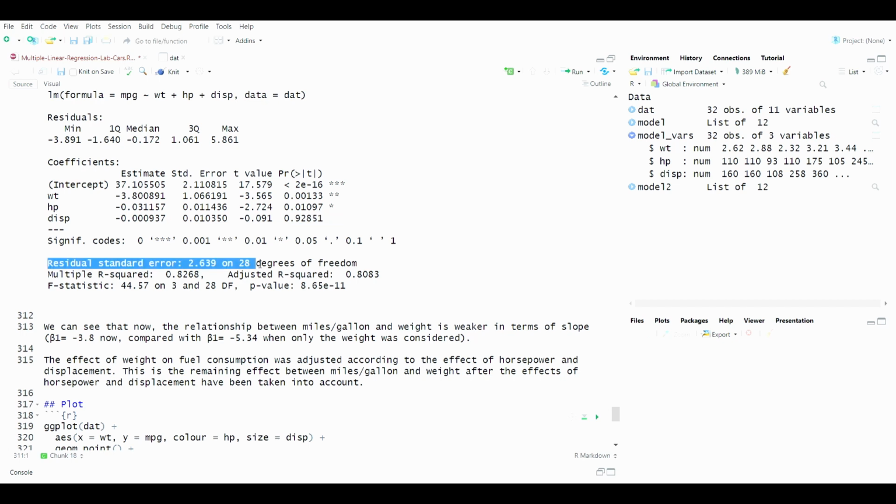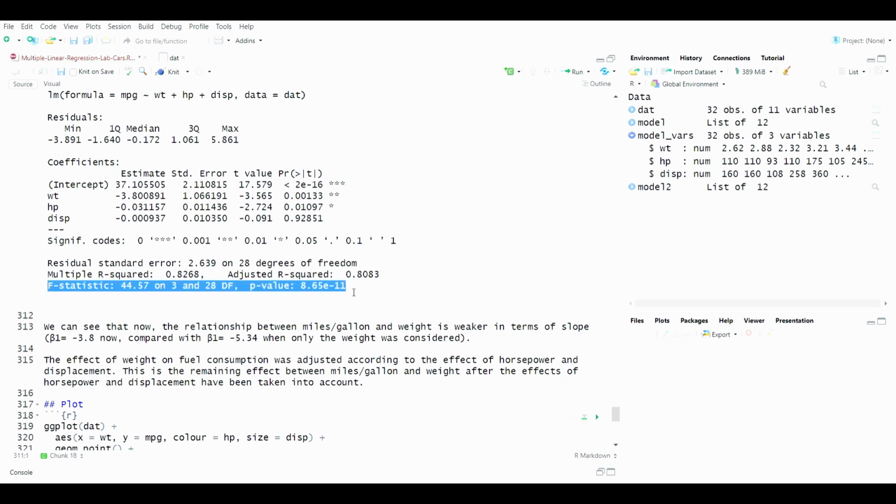We get the residual standard error and the degrees of freedom. The multiple r squared is 0.8268, and the adjusted r squared, which takes into account a penalty for each additional variable that we add. We get the F statistic of 44.57 on 3 and 28 degrees of freedom, with a p-value that is also very small, much less than 0.05, and this tests the significance of the overall regression.